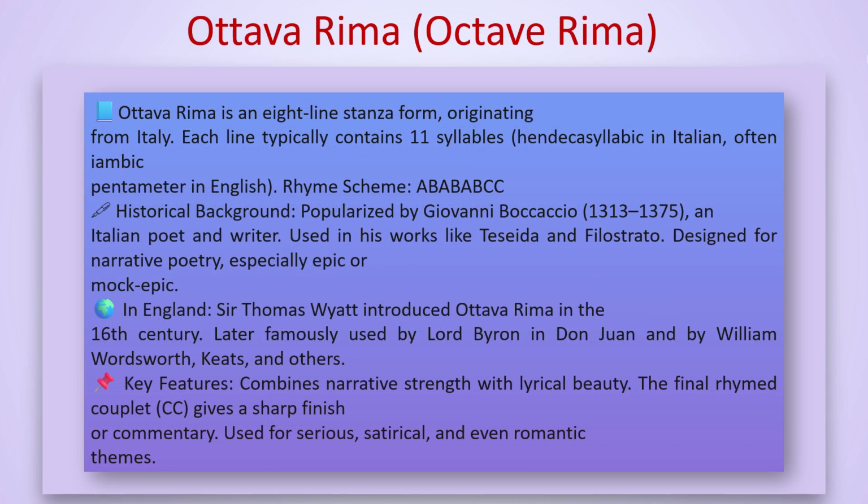Ottava Rima. It is also an 8-line stanza introduced by Sir Thomas Wyatt in the 16th century in England. Sir Thomas Wyatt made some changes in the Italian octave by changing the rhyming pattern. Ottava Rima has a rhyming scheme of A, B, A, B, A, B, C, C, whereas the rhyming scheme of the octave is A, B, B, A, A, B, B, A, and Ottava Rima has A, B, A, B, A, B, C, C.